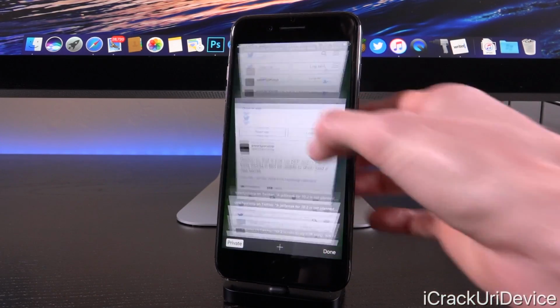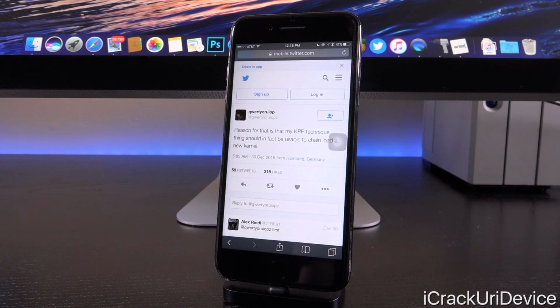So let's go ahead and switch on over to the next tweet. He says, quote, "reason for that is that my KPP technique thing should in fact be usable to chain load a new kernel." Now, his jailbreak does have the ability to bootstrap a new image from a living kernel, which essentially is a requirement for a modern downgrade following the kloader method.